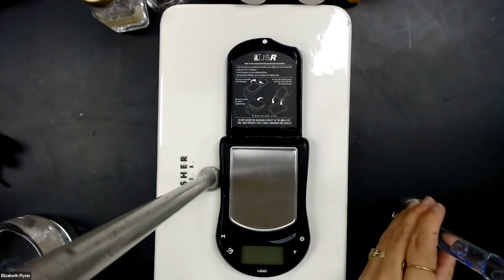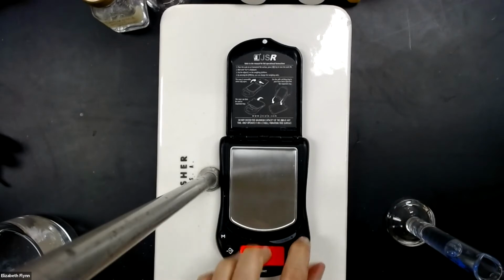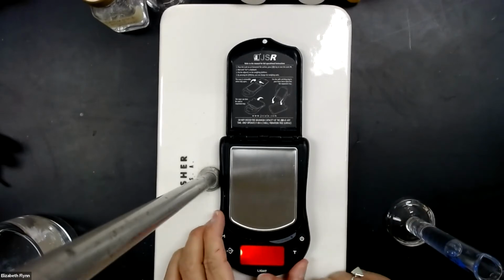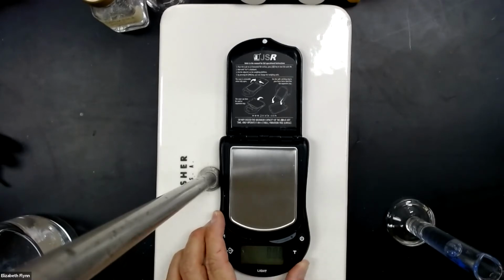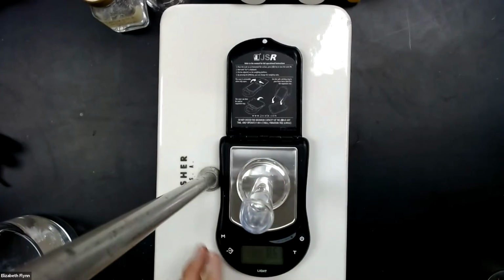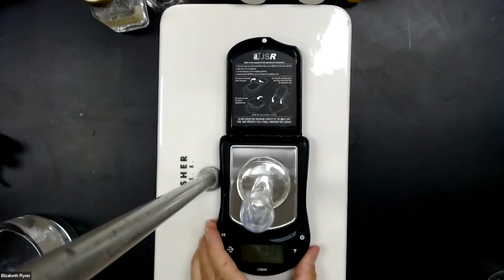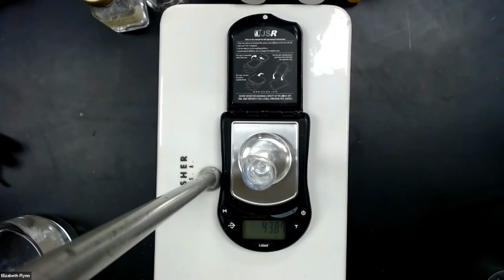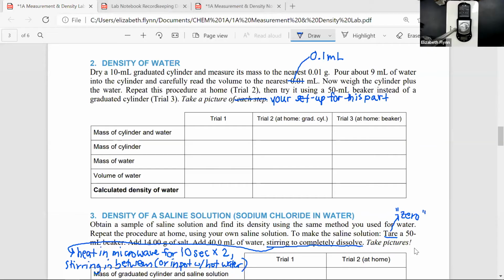And now we want to measure it again. We're going to turn on our balance again and measure the mass of the cylinder plus the water. So for me, the mass of my cylinder plus the water is 43.87 grams. All right, so I'm going to take us back to share my screen and we'll write this all down in our lab notebook.